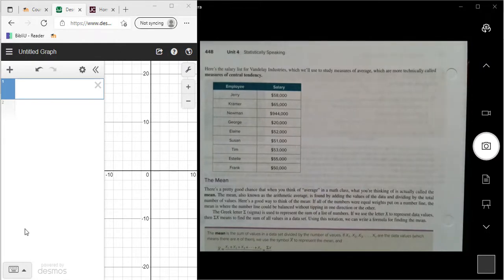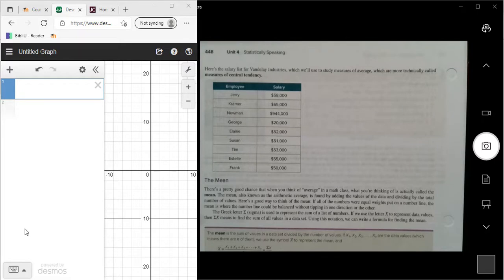There's a pretty good chance that when you think of average in a math class, what you're thinking of is actually called the mean. The mean, also known as the arithmetic average, is found by adding the values of the data and dividing by the total number of values. Here's a good way to think of the mean. If all of the numbers were equal weights put on a number line, the mean is where the number line could be balanced without tipping in one direction or the other.